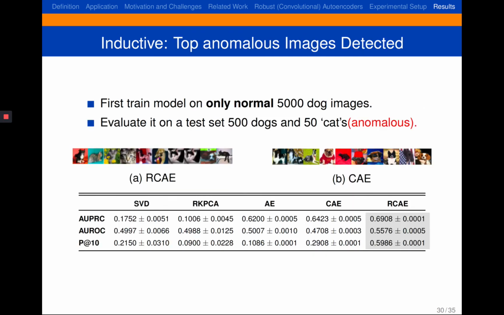In case of the inductive approach, the top anomalous images detected are shown here, comparing both the RCAE and the normal CAE approach. When we say CAE here, we do not include the robustness parameter, where lambda equals infinity, which is just a standard autoencoder. We first train the model on a normal set of images, considering 5,000 images of dogs, and evaluate it on the test set consisting of 500 dogs and 50 cats, considered anomalous. We could see that the robust convolution autoencoder had a better detection performance in this case.